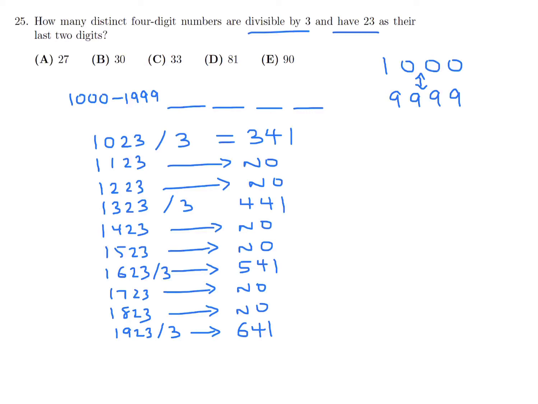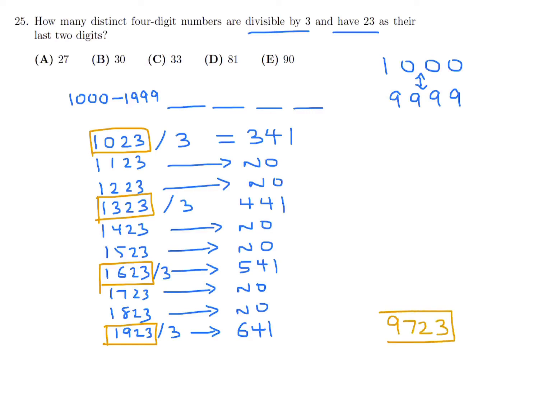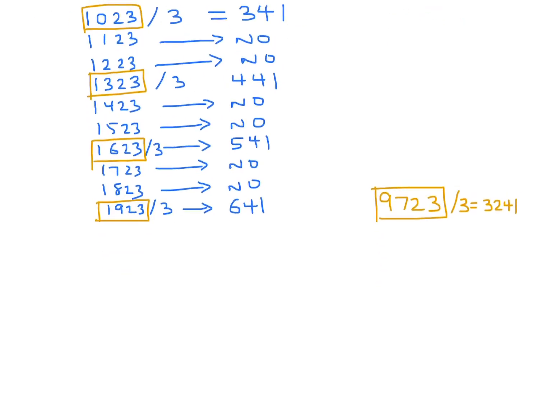So basically, it looks like if you keep adding 300 to each of these numbers, it will fulfill both of our criteria. You see what happened there? If I keep adding 300 all the way up to the very end, and the very end will be 9723, because that divided by 3 is 3241. Okay? So that basically are all of our numbers that fit both criteria. They have 23 as the last two digits, and they're divisible by 3.